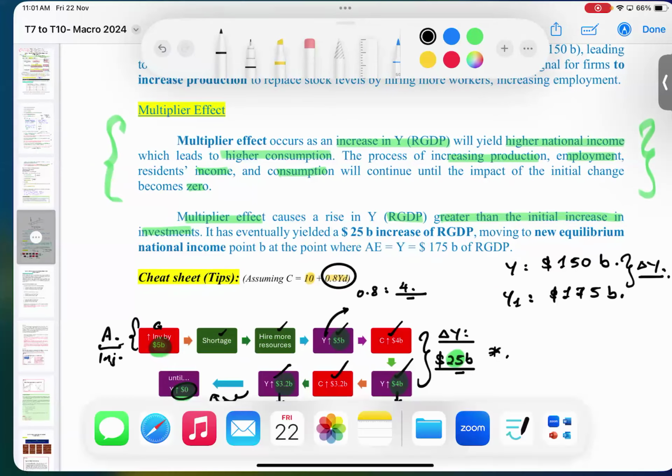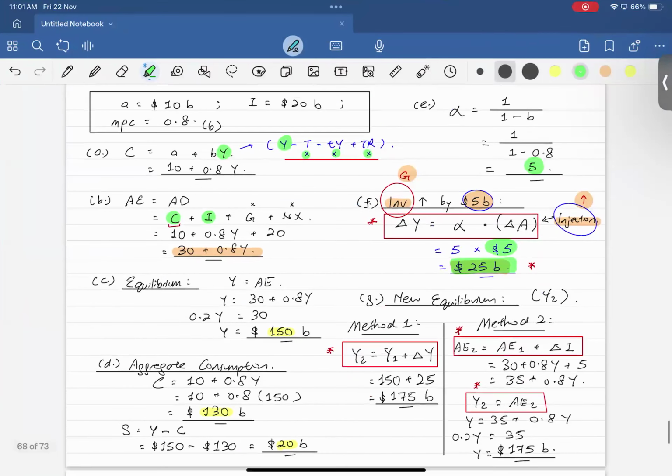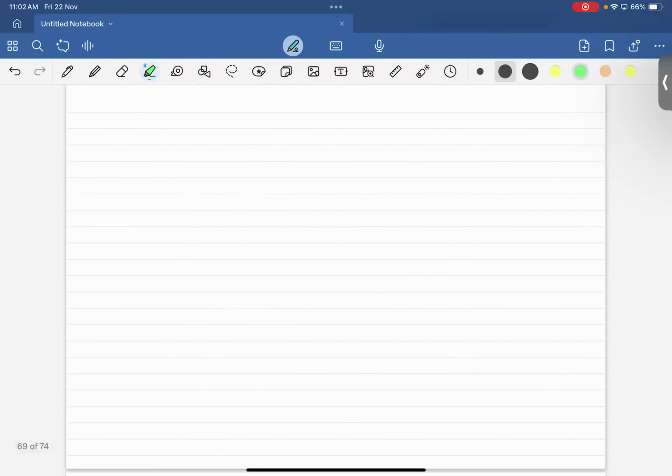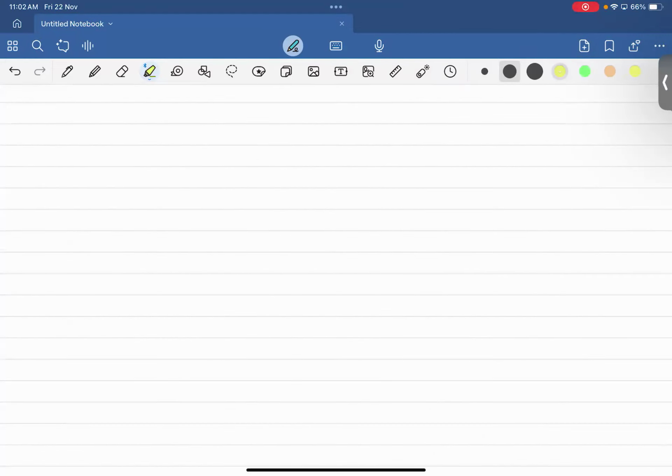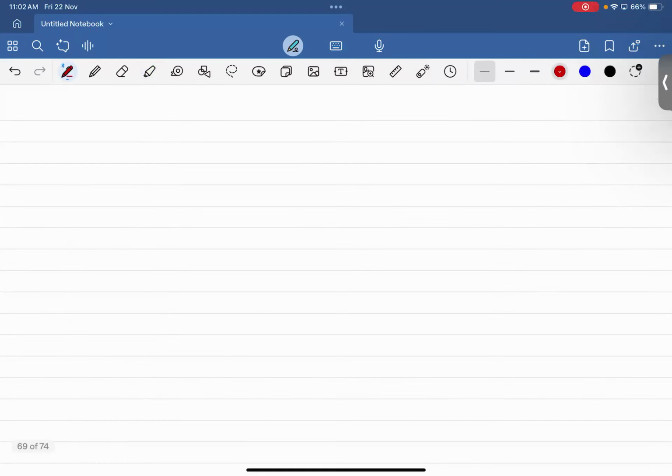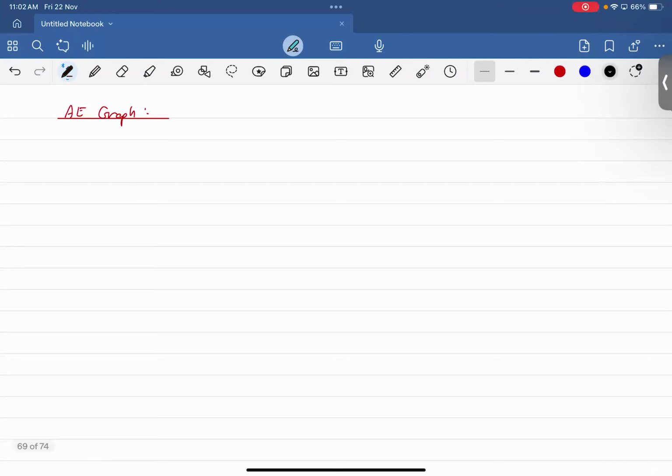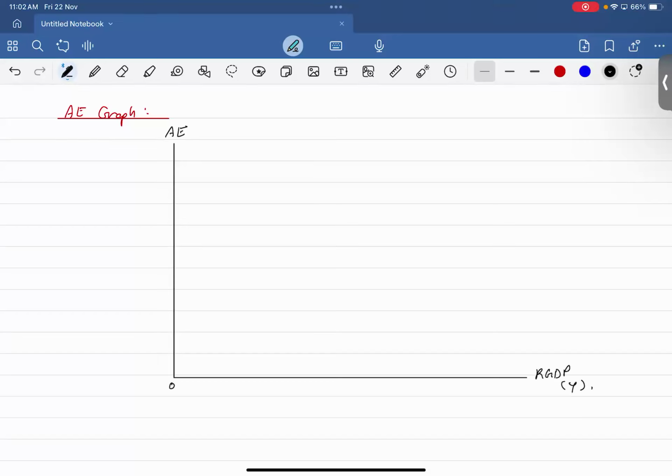Now let's have a look at the graph. We are going to look into a new graph called the aggregate expenditure graph. So how do we draw it? First of all, we have the y-axis and the x-axis. This is the origin. This is the aggregate expenditure. This is the real GDP, or we call it output, or the national income.